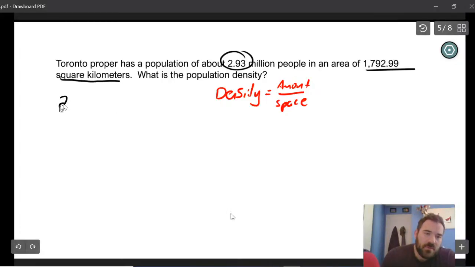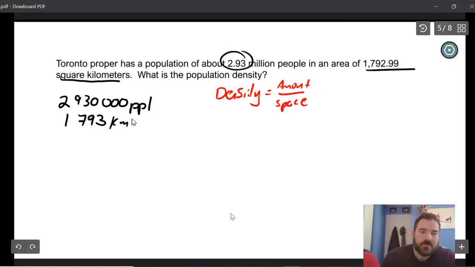I know the number of people, 2,930,000 people that live in a space that's 1,792.99, and let's get rid of that 0.99. Let's just round that to make our lives easier. 1,793 square kilometers. All right, so this is the amount of people here, and this is the amount of space they take up. Now I want to calculate the density, and the density is going to be in the number of people per square kilometer.